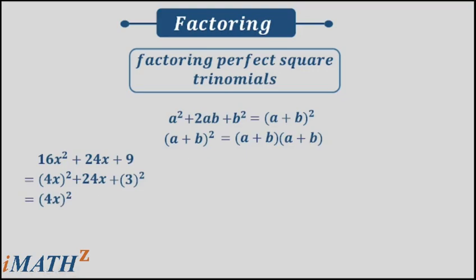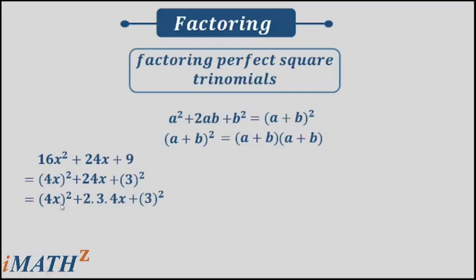So we write that down, 4x all squared, and we try to see if this middle term here will give us 24. Can we write 24 as 2 times a, which in this case is 4x, times b, which in this case is 3? So we notice that this here will give us 24. If we multiply 3 times 4, that would give us 12, and 12 times 2 will give us 24. So this fits a perfect square trinomial perfectly. So therefore, we could just write it as a plus b all squared.